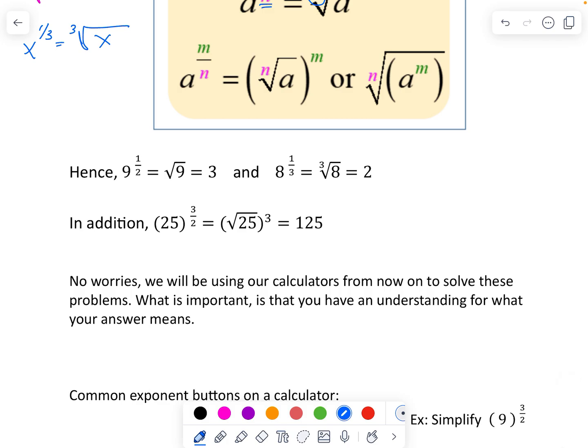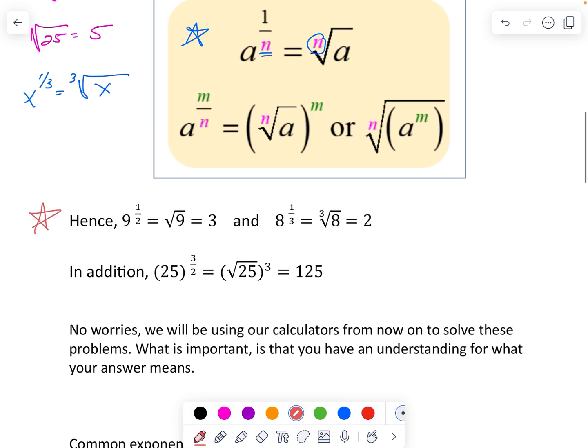So here it's written out some more too. So 9 to the 1/2 is the square root of 9, which is 3. Or 8 to the 1/3 is the third root of 8, which is 2, because 2 times 2 times 2 is 8.